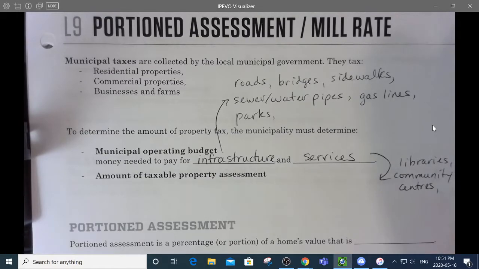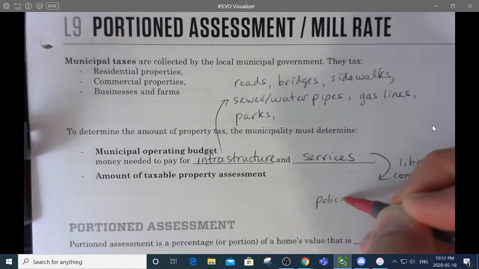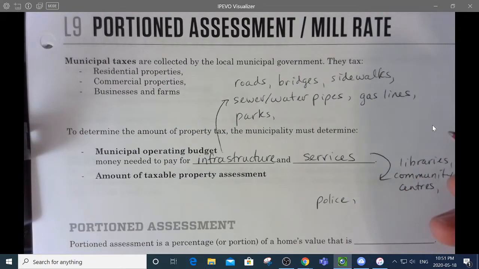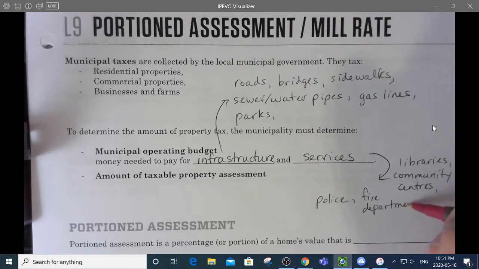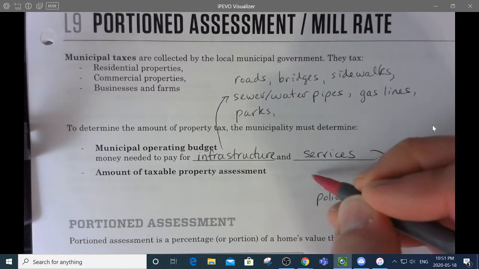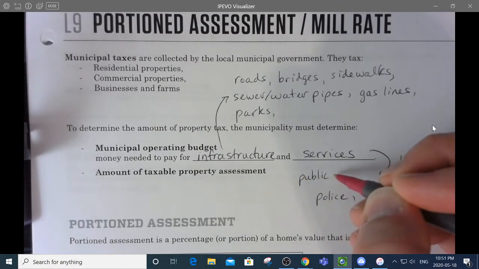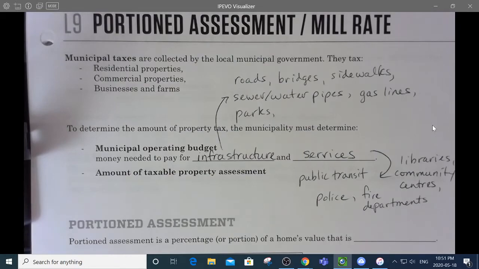And of course, if you live in a community with more than 10,000 people, I might have to look that up, you have to pay for your police services from your municipal taxes. Fire departments are run from municipal taxes. If you live in a large enough community to have a public transit system, that means buses. Of course, in even larger communities than Winnipeg, it would mean things like a subway or a light rail.